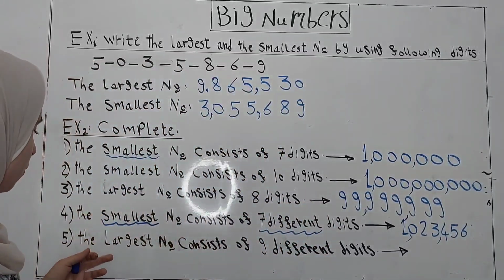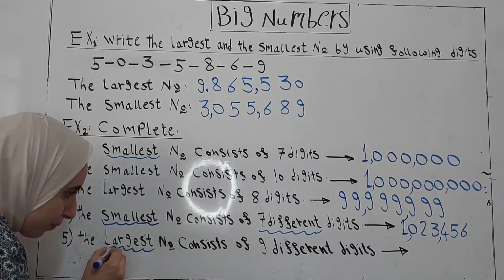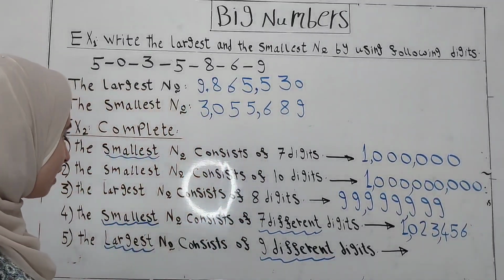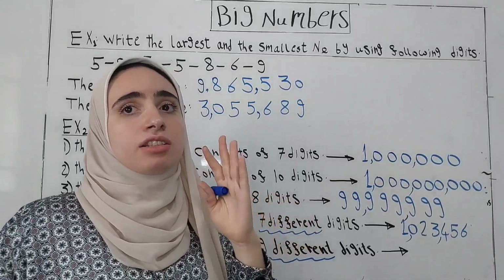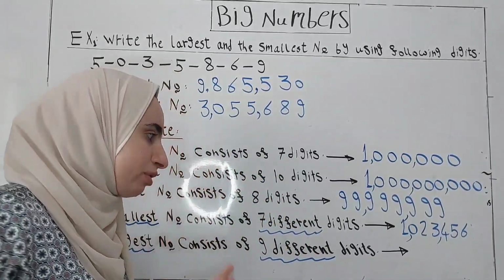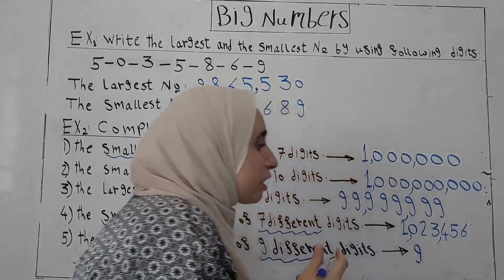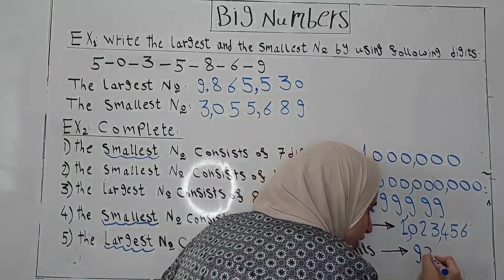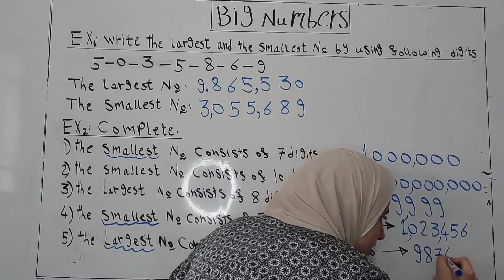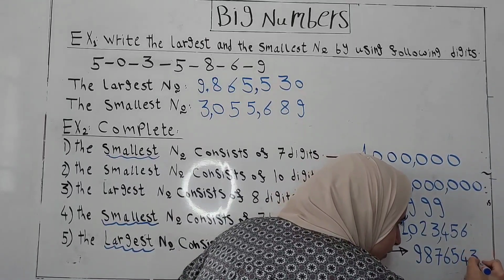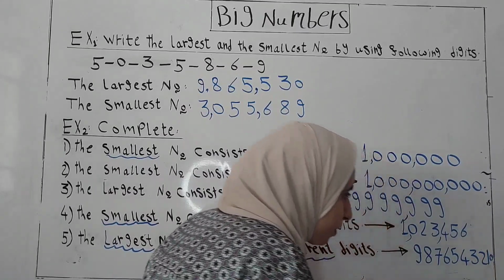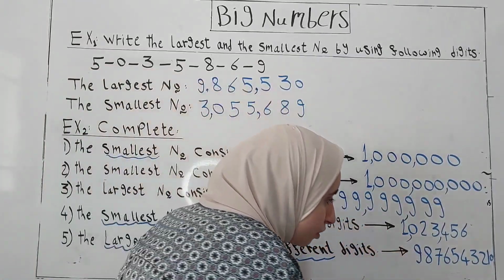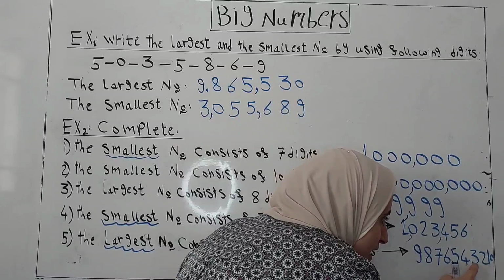Number 5: we need to write the largest number consisting of 9 different digits. What is the largest digit? The largest digit is 9. So we put 9 on the left. Then we complete with different digits. The next larger digit is 8, then 7, then 6, 5, 4, and 3, and 2, and 1, and 0. How many digits do we need? We need 9 digits. Let's count with me from the left. 1, 2, 3, 4, 5, 6, 7, 8, 9.